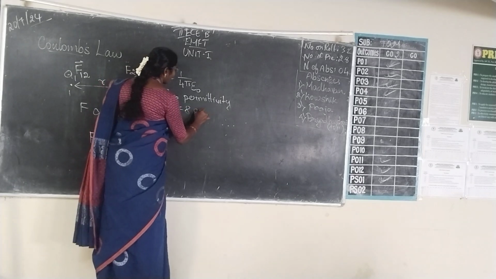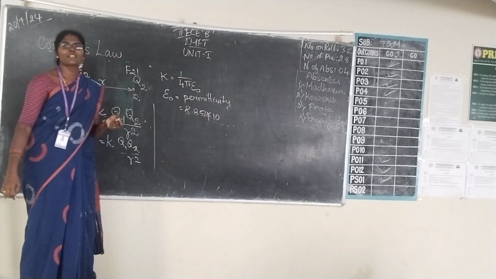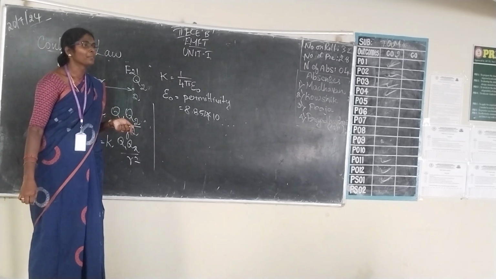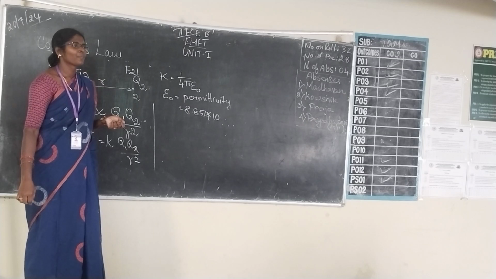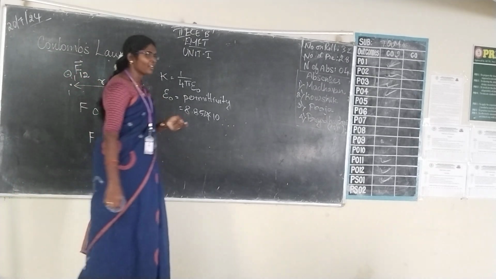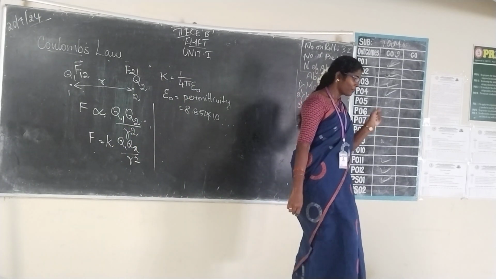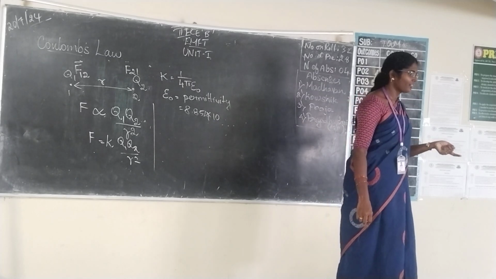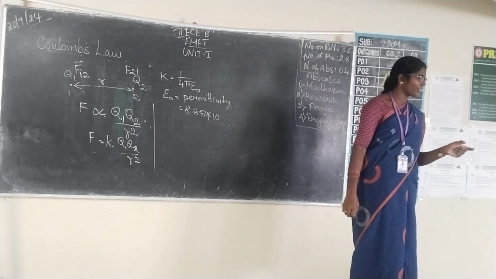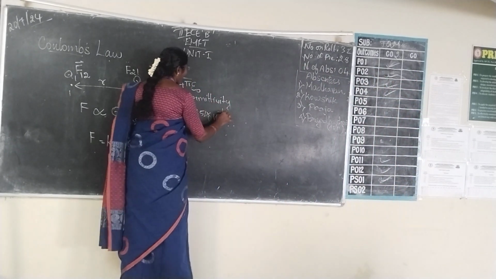So it is 8.854 into 10 to the power minus 12. Are you very much sure about it? Correct.